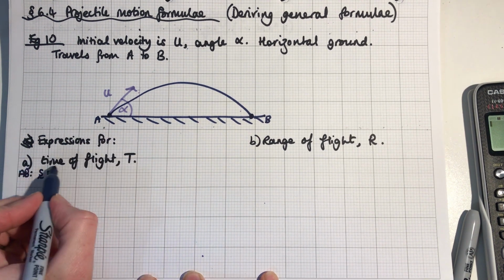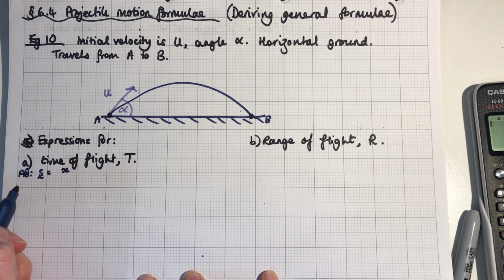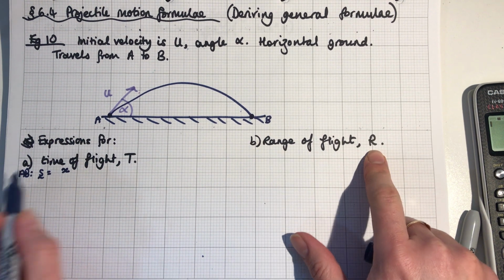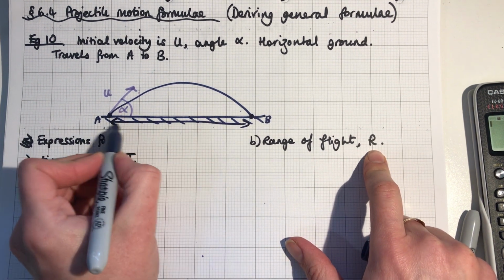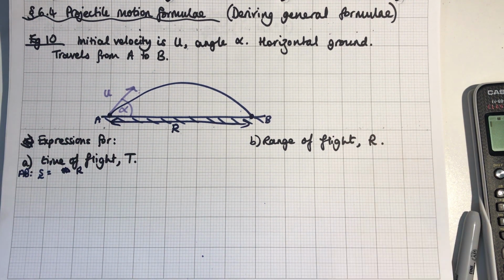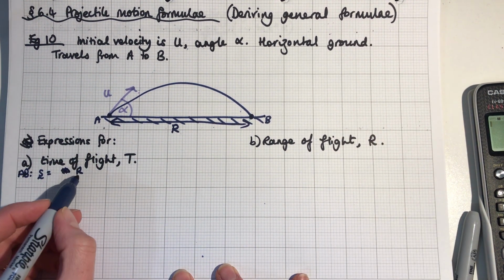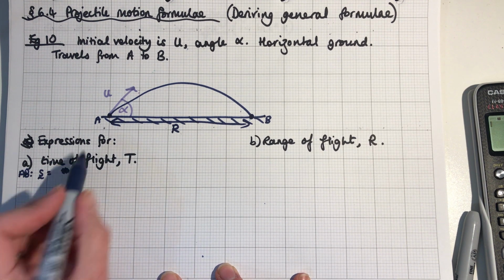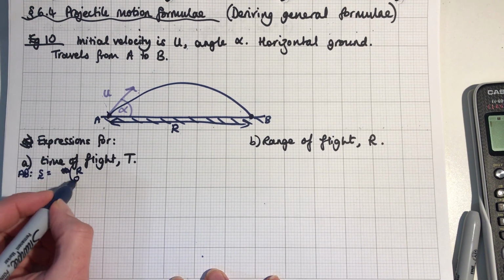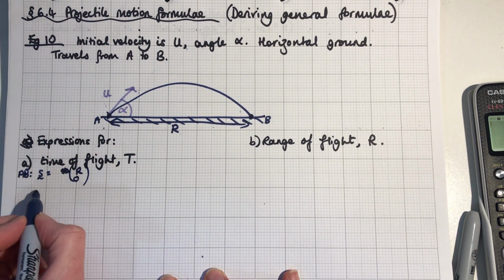So from here to here, we have a horizontal distance x. Do you know what I'm going to do actually? Part B, I'm going to jump ahead here. Part B talks about the range of the flight R. That's what I'm calling x currently. So I'm not going to call it x, I'm just going to do this ready for part B. So R is the range of flight horizontally, and vertically from here to here there's no change, is there? So our vertical displacement is 0.